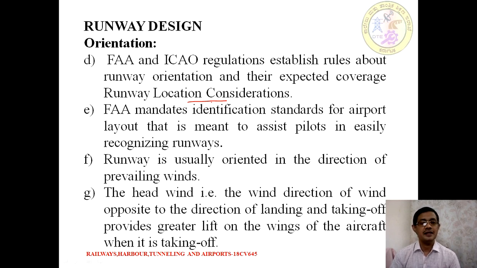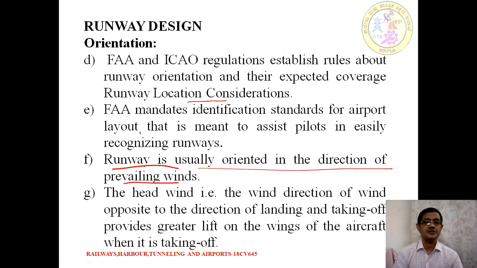FAA mandates identification standards for the layout of an airport, meant to assist the pilot in easily recognizing the runway. So it gives some identification mark as a standard to recognize the orientation of the runway. Always the runways are oriented in the direction of the prevailing wind. As I explained in the previous sessions, the runway is always oriented in the prevailing wind direction.